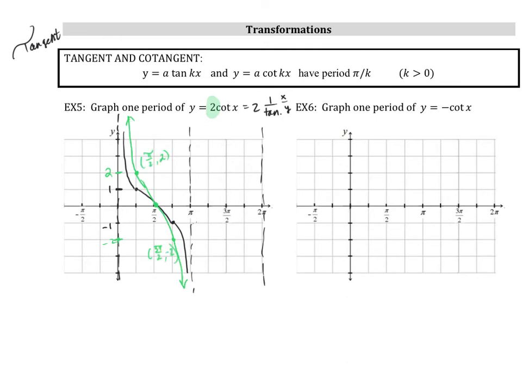Okay, now on this one, it is the opposite of cotangent. And so we're still going to have the same asymptotes. But now, instead of this original point where the output of cotangent is 1, it's the opposite of that, so now we'll be at -1. The opposite of 0 is still 0, and the opposite of -1 is 1.